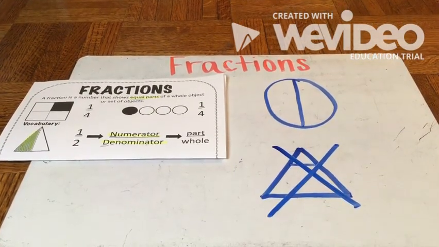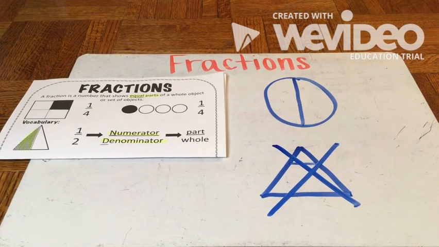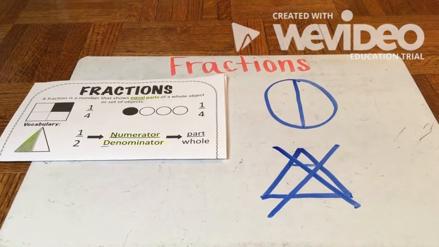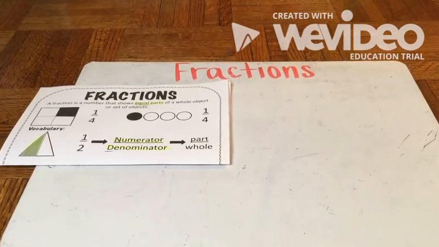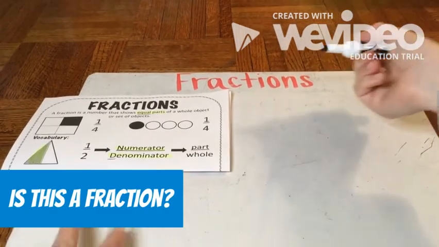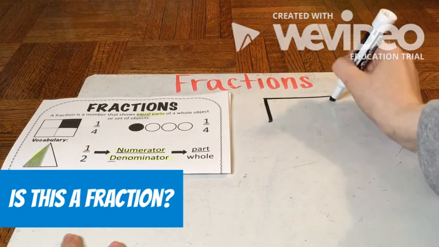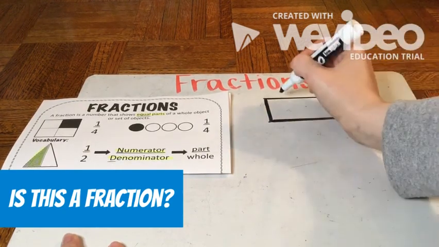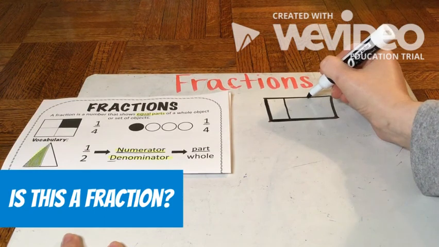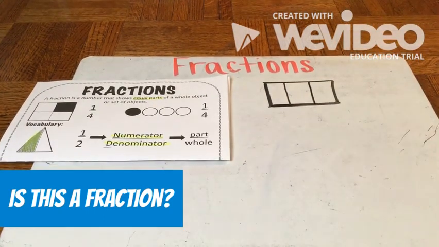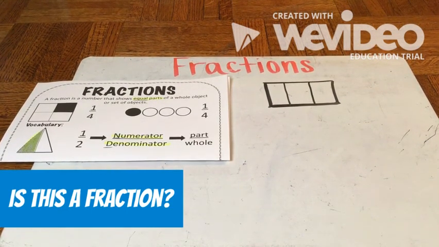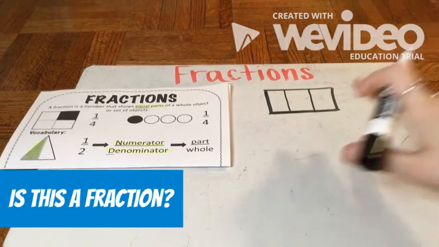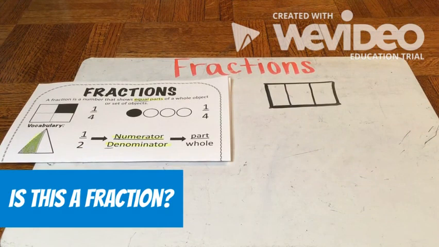So when we are working with fractions, you need to be very careful to pay attention whether the object has equal parts. Now I want to practice identifying whether an object is showing a fraction or not. So let's look at this example. So if I have a rectangle and I broke it into 3 parts. Looking at my rectangle, do all the parts look pretty much the same size? Yes. So this would represent a fraction.